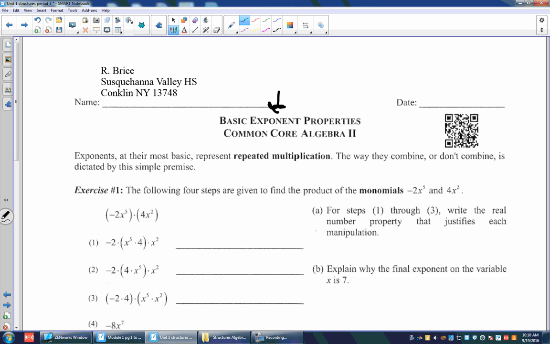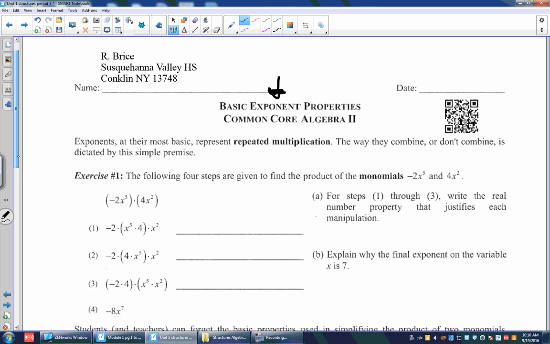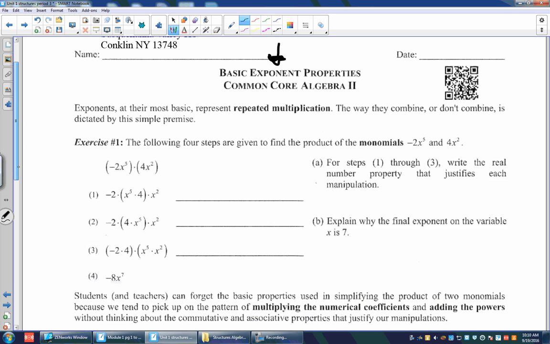Okay, so this is just a review. Exponents, at their most basic, represent repeated multiplication. Okay, so we can now move these around so they can be easier. If you notice, there is no addition or subtraction sign. Wait a minute, there's a subtraction sign. No, that isn't. That's -2. That's not a subtraction sign.